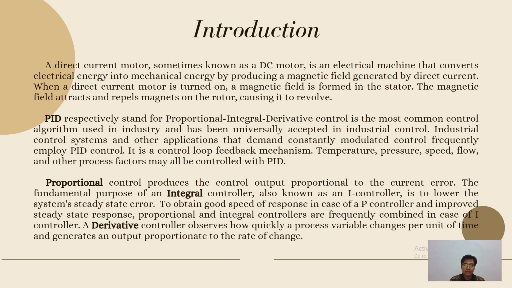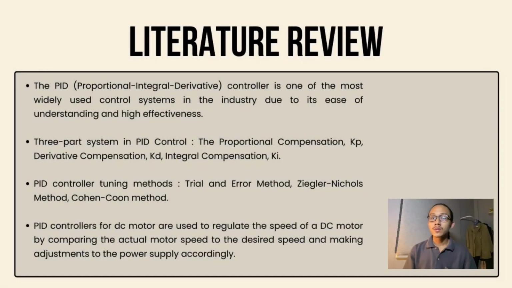Proportional control produces the control output proportional to the current error. The fundamental purpose of an integral controller, also known as an I controller, is to lower the system steady-state error. To obtain a good speed of response in the case of a P controller and improve the steady-state response, proportional and integral controllers are frequently combined. A derivative controller observes how quickly a process variable changes per unit of time and generates an input proportionate to the rate of change.